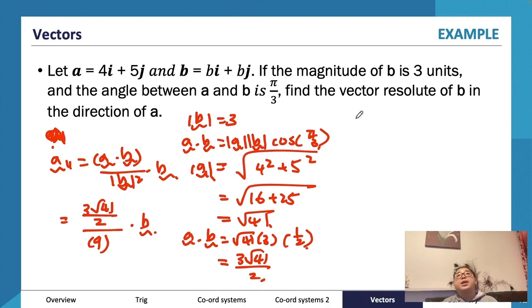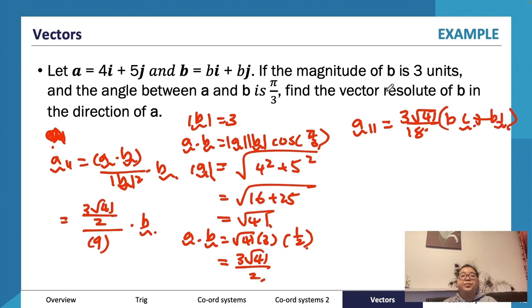So all in all, what we're going to get here is A parallel is going to be equivalent to 3 root 41 over 18 times our b vector, which is going to be bi plus bj. Okay, so that means that we actually need to find what the vector b is as well, right?